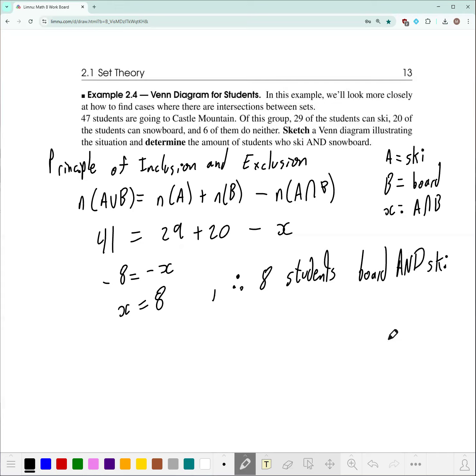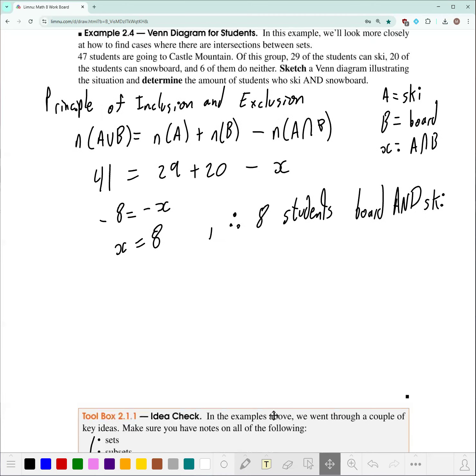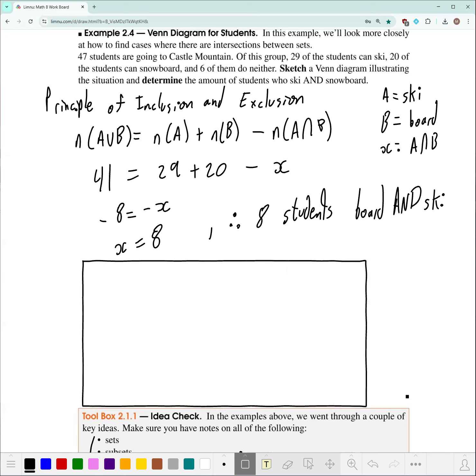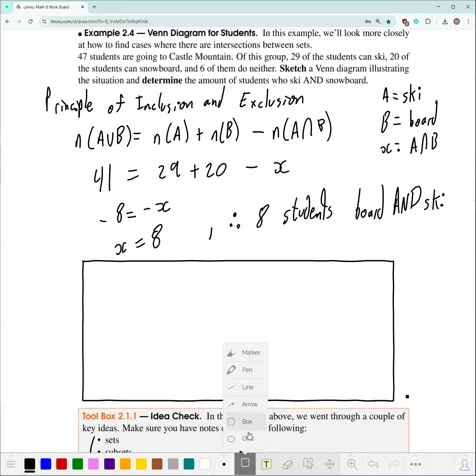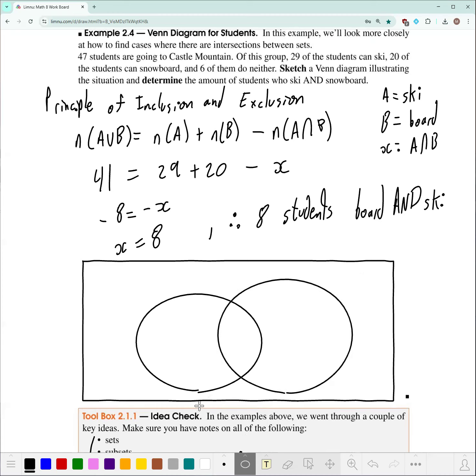Sweet. So now I've got my numbers. I'm going to make my Venn diagram. Oops, drawing dots everywhere. So I'll start with my box for the universal set. I'm going to make my two ovals. They don't have to be perfect circles. You're not getting marked on cleanliness, just accuracy.